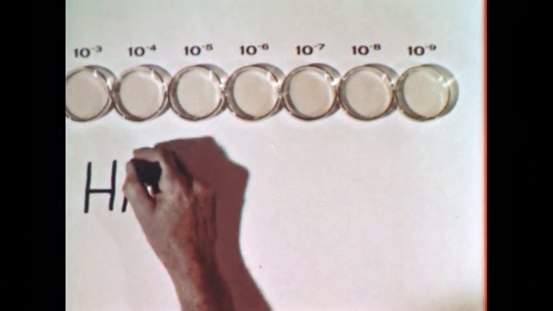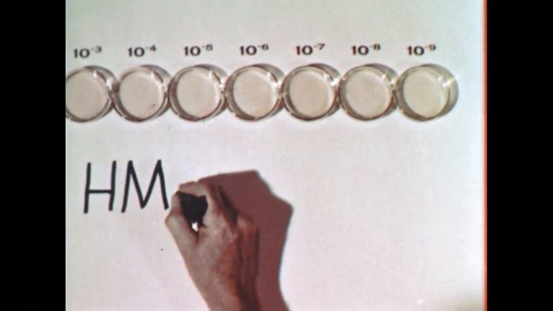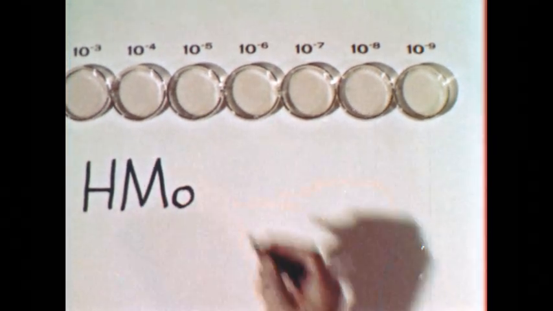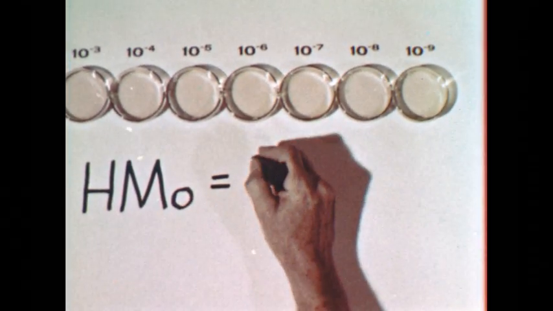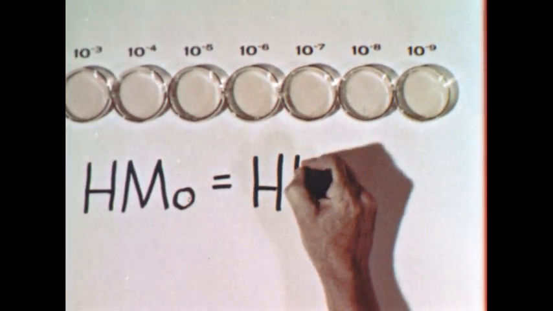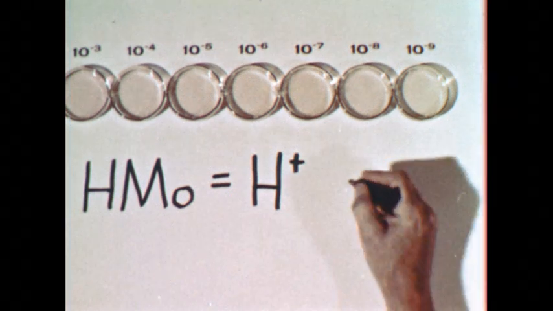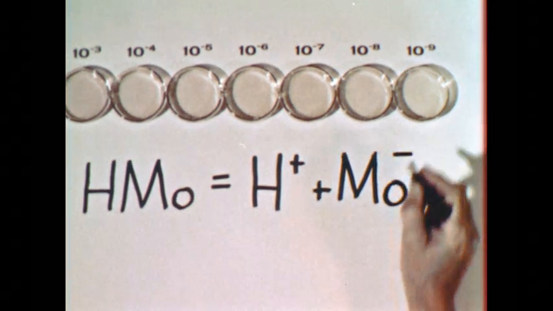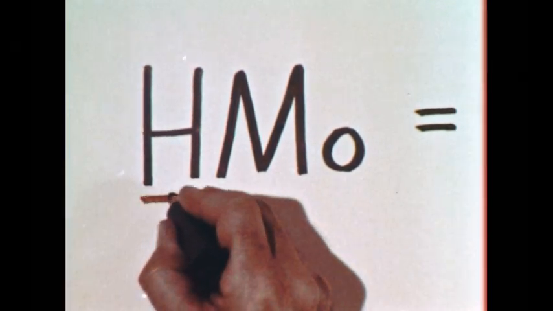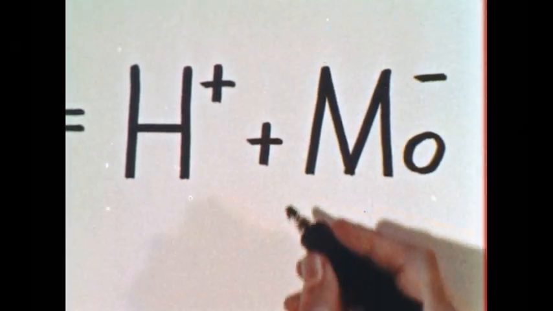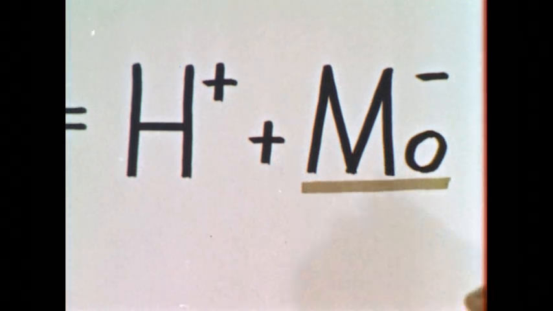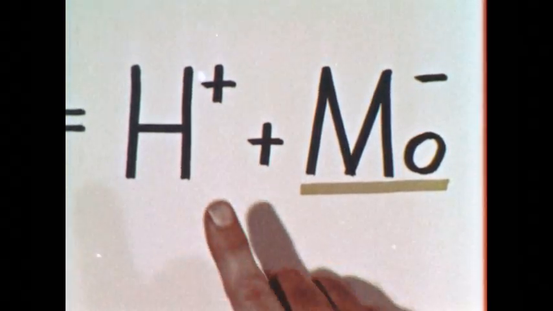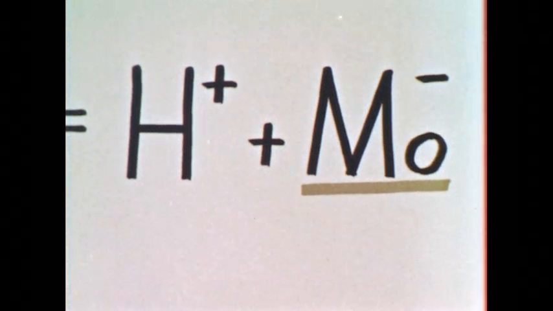We use the symbol HMO to represent the red substance. It is an acid which begins to donate protons noticeably in the second dish, when the hydronium ion concentration is about 10 to the minus 4th molar. The H plus again stands for the proton which has been donated, and the MO minus stands for the balance of the methyl orange molecule. The red form can donate a proton, leaving a yellow form. The aqueous hydrogen ions, represented by H plus, are colorless.